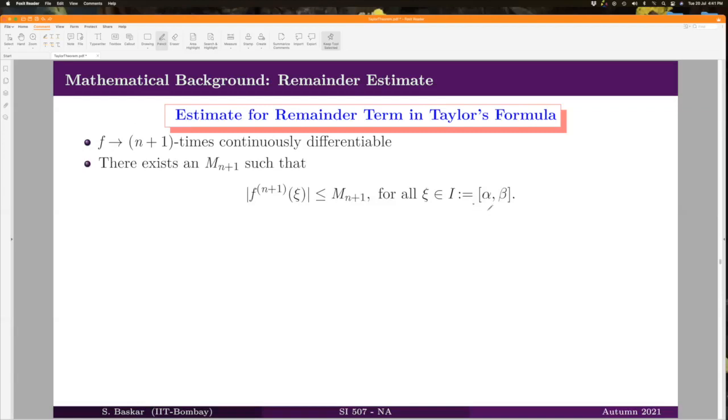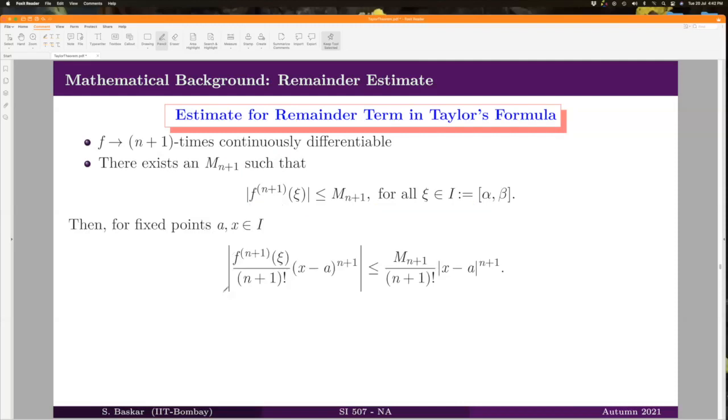Then, as long as we are restricting to a bounded interval, remember f n plus 1 is a continuous function. Therefore, a continuous function on a bounded interval is a bounded function. So we can find a constant, say M n plus 1, such that modulus of f n plus 1 of xi is less than or equal to M n plus 1 for all xi in that interval of interest, right? Remember, this is possible because f is n plus 1 times continuously differentiable. That is why we got this boundedness property, as we have restricted ourselves to a bounded interval.